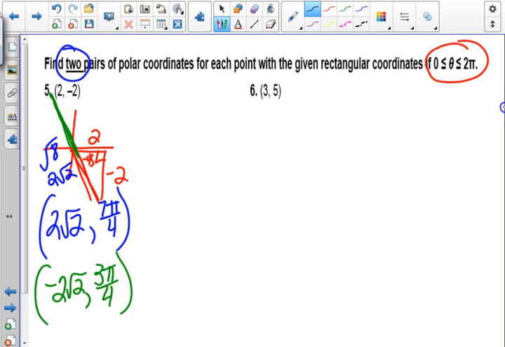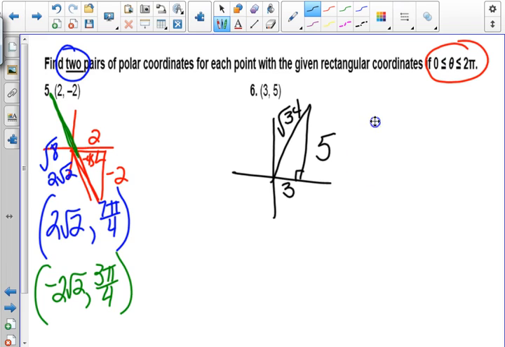All right. Let's try this one. This one is not a unit circle question at all, right? What quadrant are we in? 3, 5. I wish it was 3, 4, 5, but it ain't, because this is the hypotenuse. 3 squared plus 5 squared, 9 and 25, square root of 34.